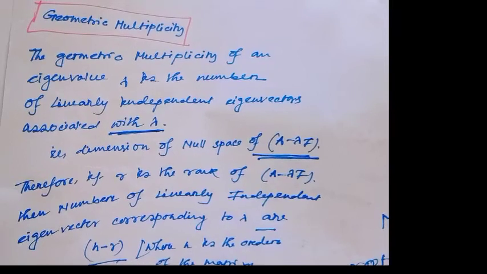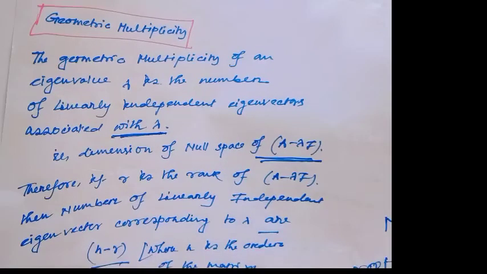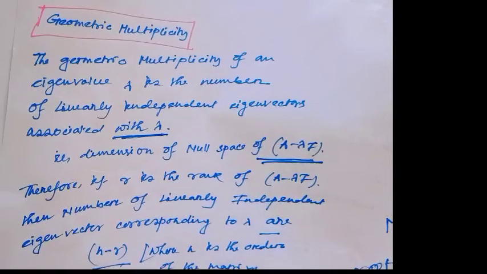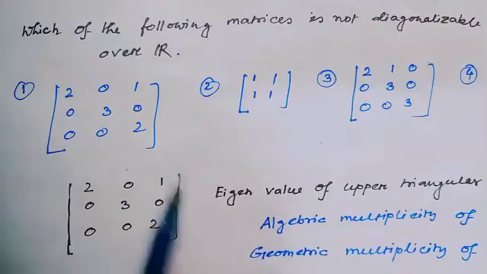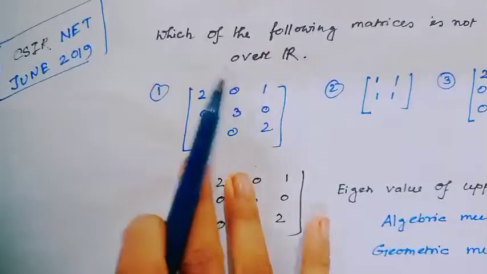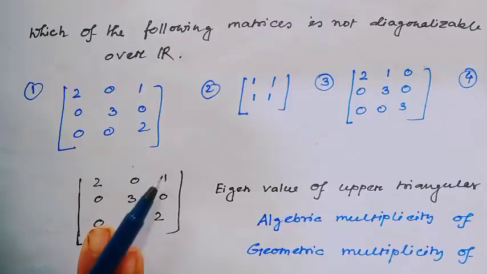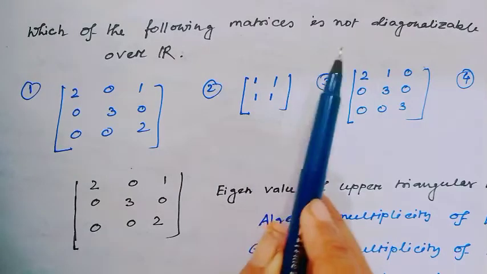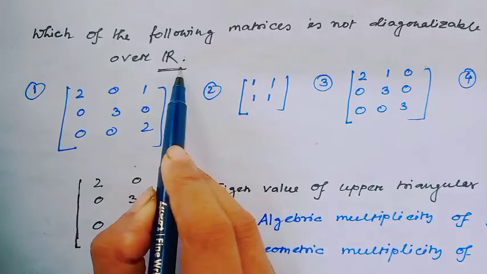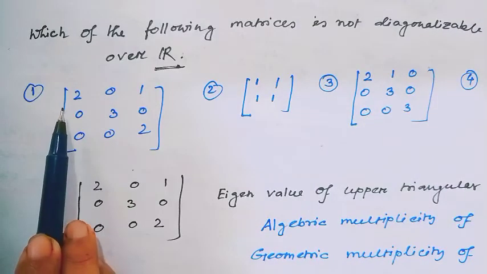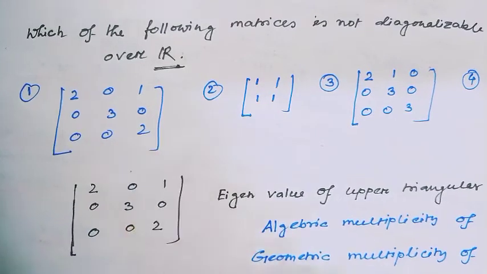By geometric multiplicity and algebraic multiplicity, we can easily find whether a matrix is diagonalizable or not. Let's see one example. Our first example came in the CSIR NET June 2019 exam. The question is, which of the following matrices is not diagonalizable over the field R? Option 1, the matrix 2 0 1, 0 3 0, 0 0 2.